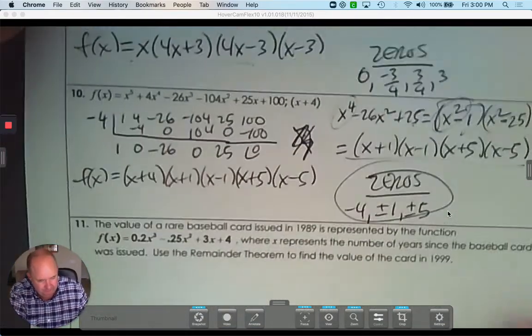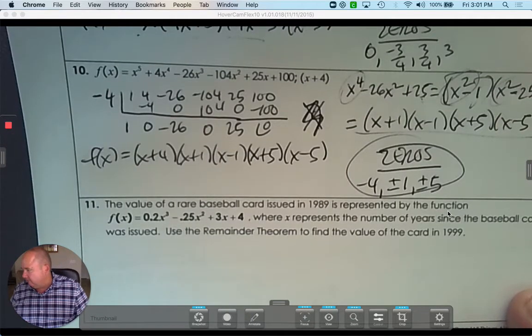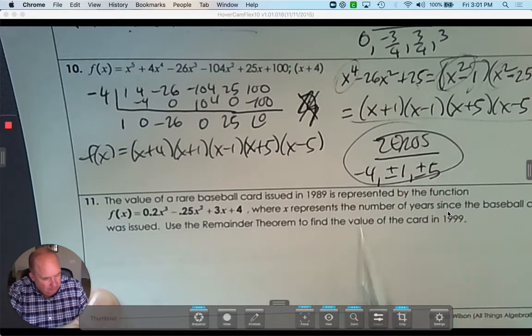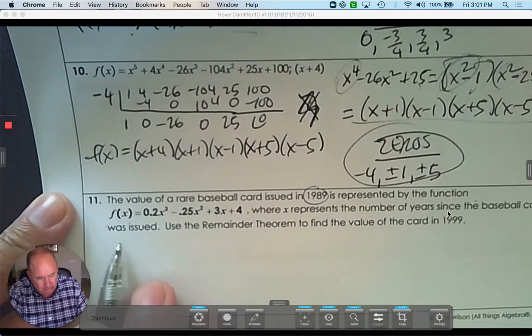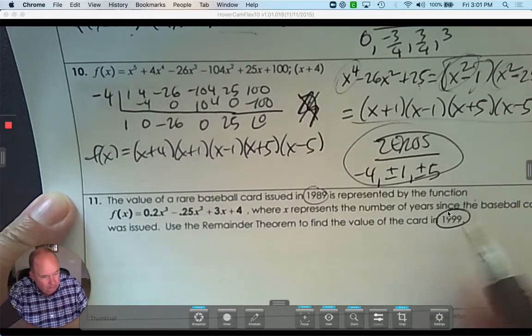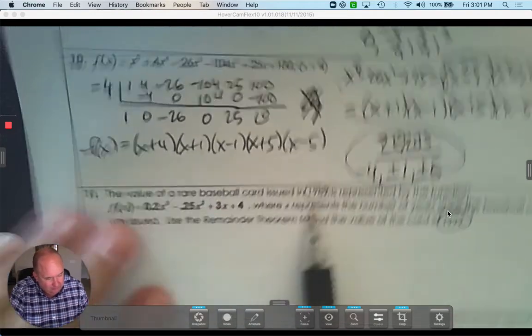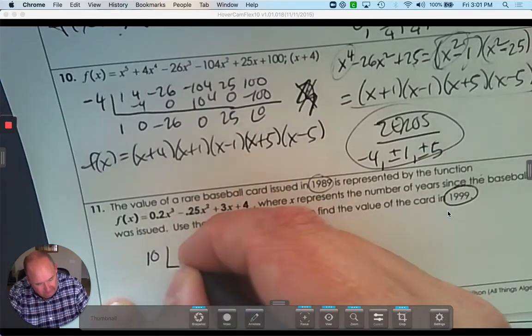All right, number 11. The value of a rare baseball card. So the value of a rare baseball card issued in 1989 is represented by this function where x represents the number of years since the baseball card was issued. Use the remainder theorem to find the value in 1999. Since 1989 to 1999, that number would be 10. So I'm going to use 10.